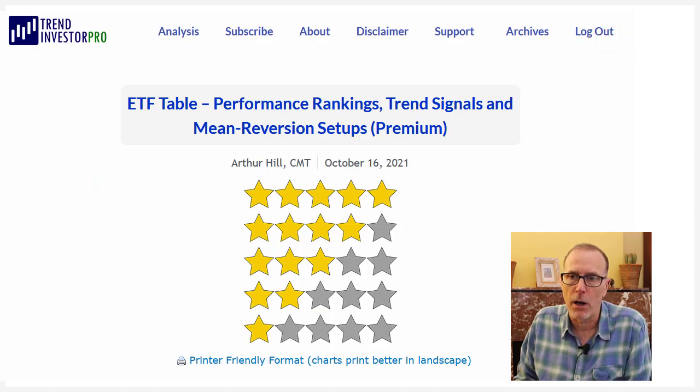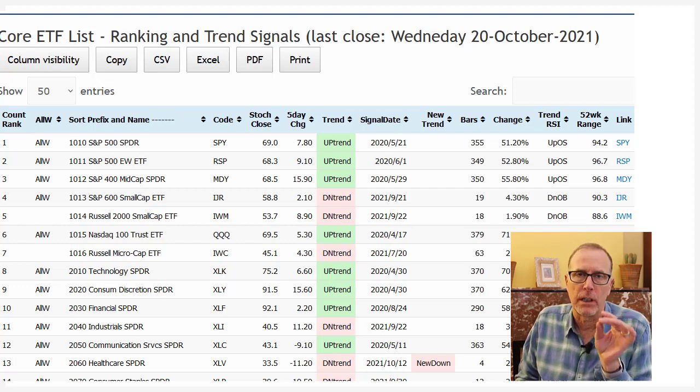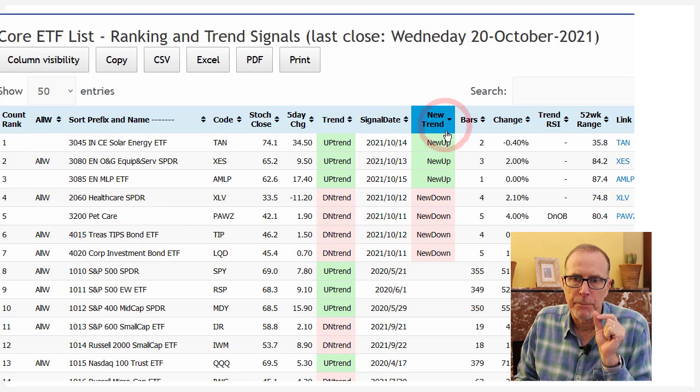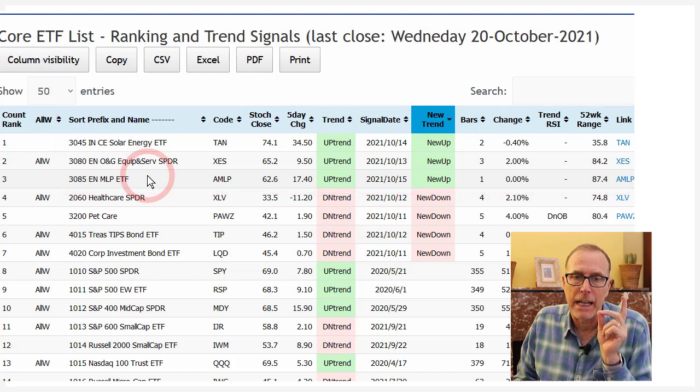If we go over to our trend and signals table here, I've got 129 ETFs, and they make up my core list. We got the major index ETFs, we got the sectors, the industry group ETFs, commodities, bonds, and currencies. And if I click this new trend column here, we can see that we've got 3 new uptrends within the last 3 days. We got solar energy, we've got oil and gas equipment services, and we got MLPs.